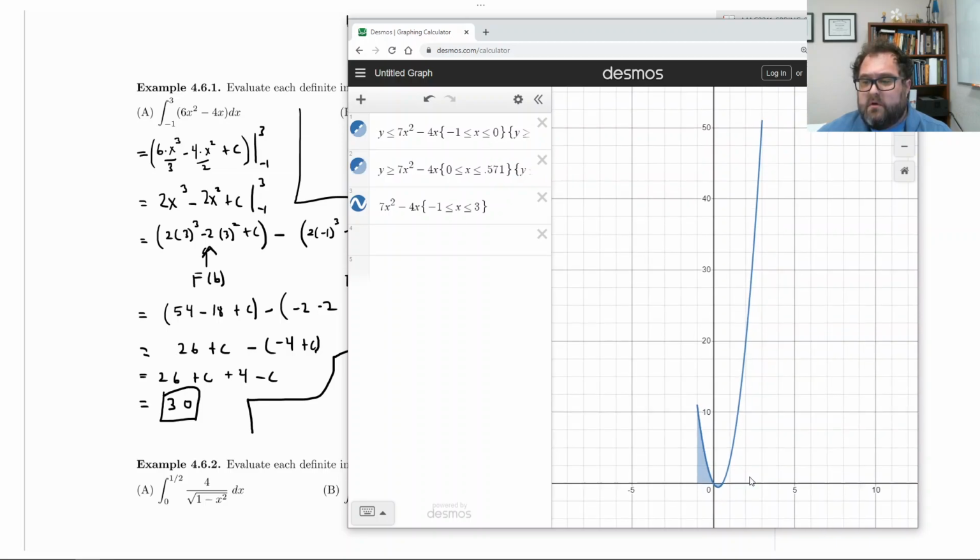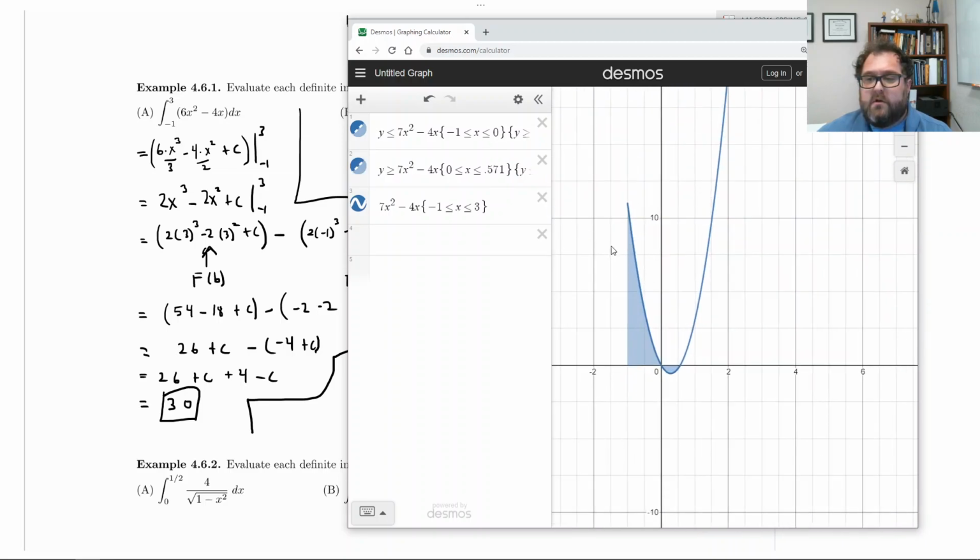Oh yeah, there we go. So we have part of the region below the x-axis. That's going to be counted as a negative, and that'll be counted as positive. Here, I'll just make that red to show, hey, it's counted in a negative way.